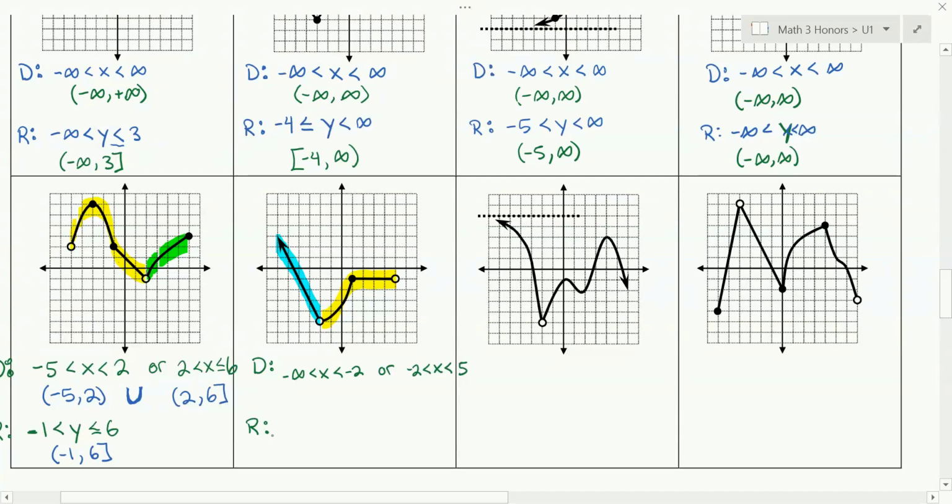Okay. And then for the range, so range is all the y values represented. The lowest is right here at -1, 2, 3, 4, 5. The highest is infinity.